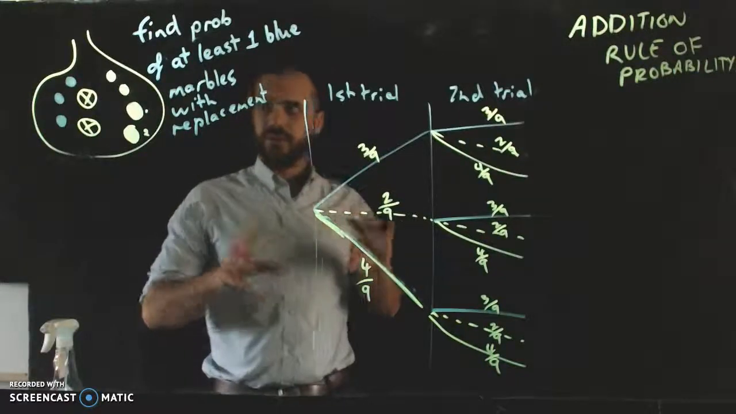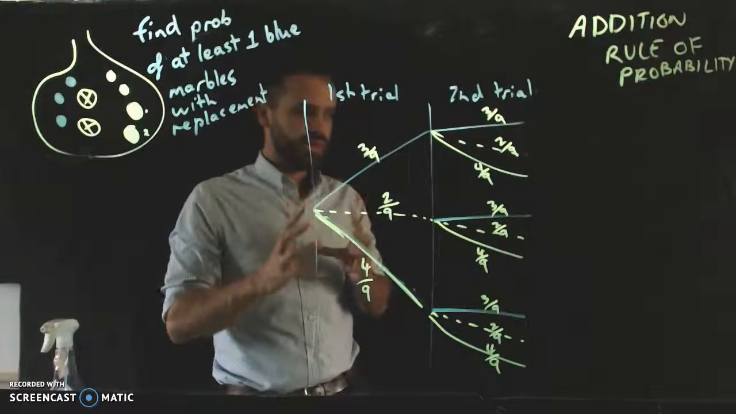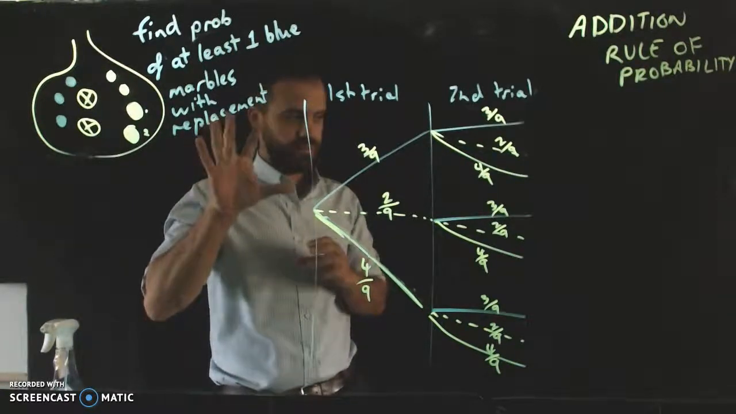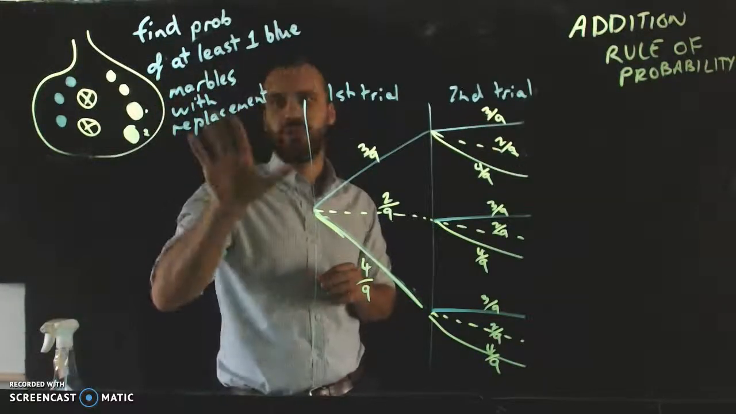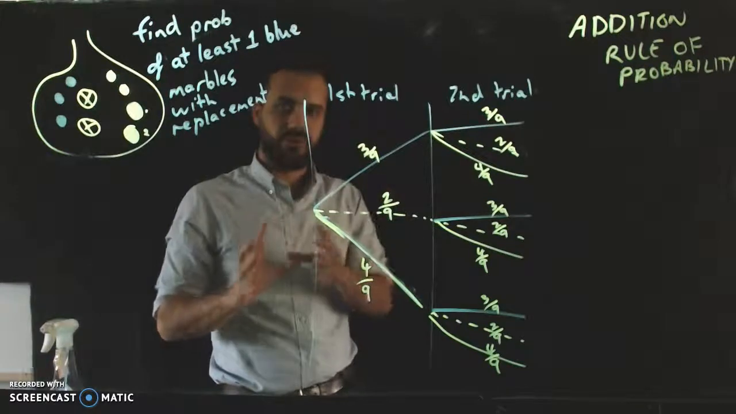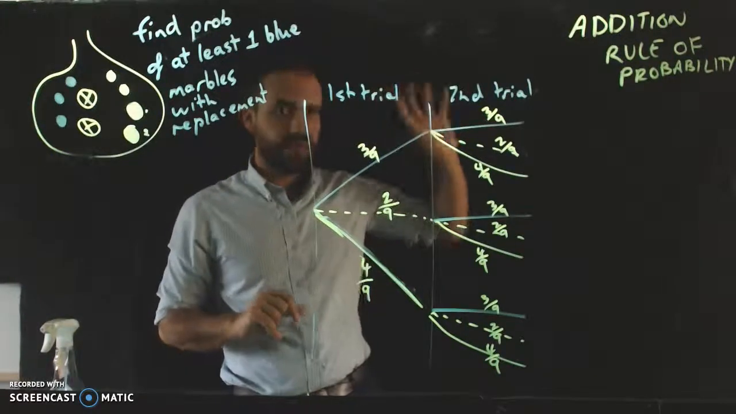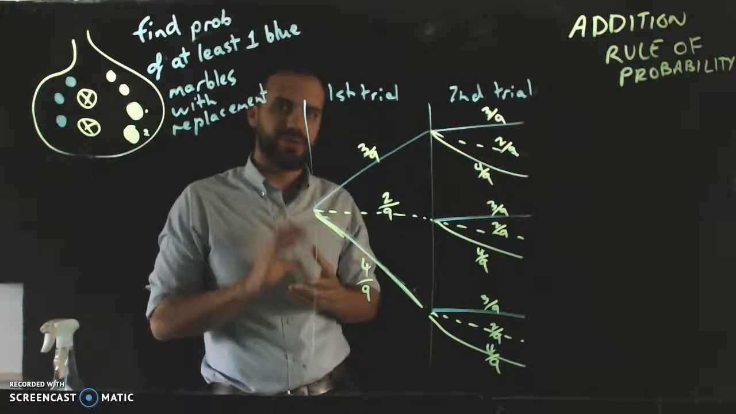So we're back again with our bag of marbles and our simplified tree diagram. This time the question's a little bit different. First of all, find the probability of at least one blue marble with replacement. Now that happens in a few places, but before I talk about that, quickly, the key focus of this video: the addition rule of probability. So we're going to be looking at that.